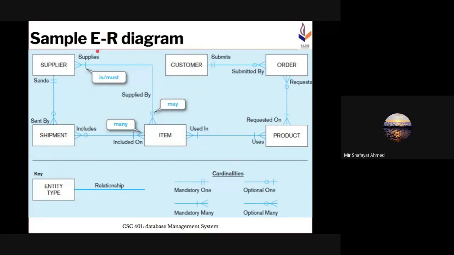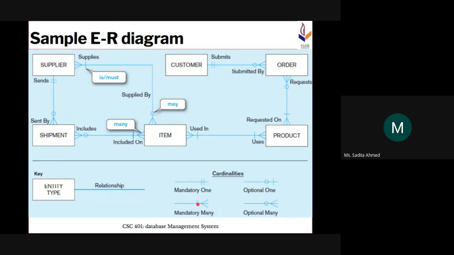Yeah, just one. This one. One bar, yes. This one bar represents mandatory. See here, take a look at the cardinalities. It represents mandatory many. The single bar represents mandatory. Circle means it's optional. Bar means it's mandatory.